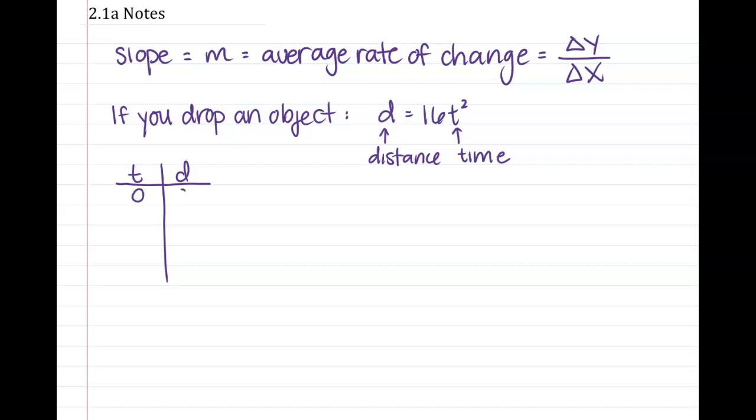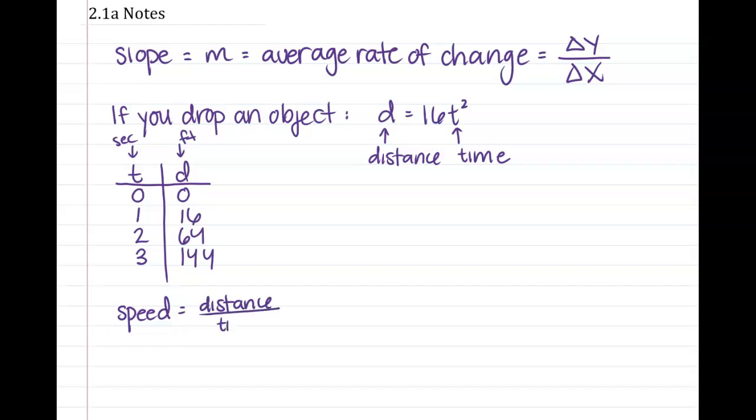We have the point 0, 0. At 1 second, the distance is 16, 2, 64, 3, 144. Let's say the time is in seconds and the distance is in feet. Okay, so now let's talk about speed. So keep in mind, speed is equal to distance divided by time.